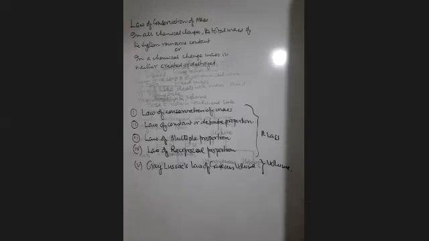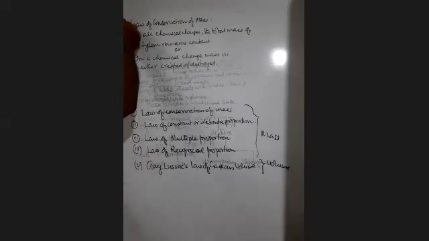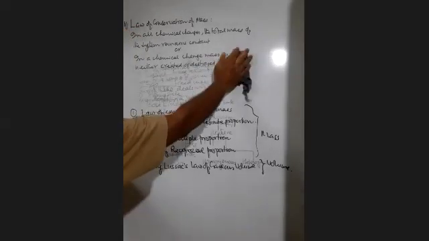See, because we follow the law of conservation of mass, we always have to balance chemical equations. That is, left hand side should be equal to right hand side. So chemical equations are balanced following the law of conservation of mass. Okay, this is our first law. So this is one.